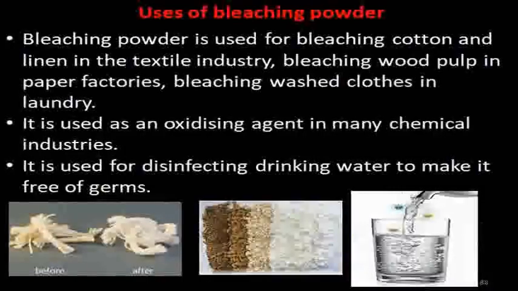Uses of bleaching powder. It is used for bleaching cotton and linen in the textile industry. And it is used for bleaching wood pulp in paper factories and for bleaching washed clothes in laundries. So these are all the uses of bleaching powder. And it is used as an oxidizing agent in many chemical industries. And it is used for disinfecting drinking water to make it free from germs. So you can see how bleaching powder is very, very useful to us.